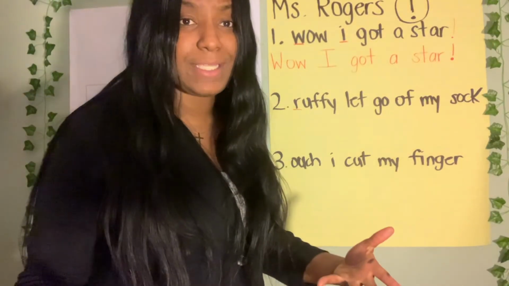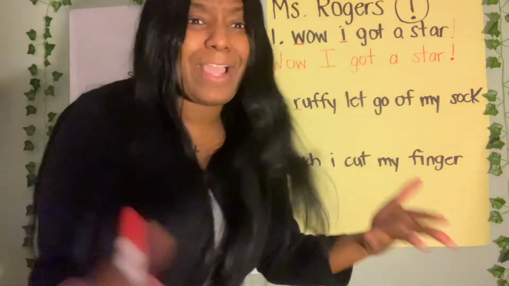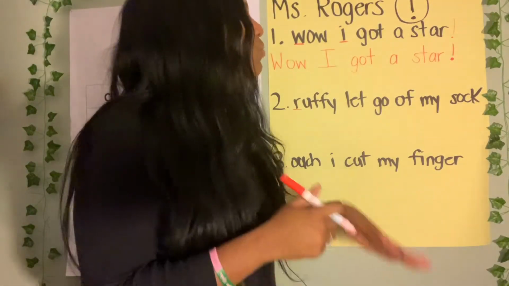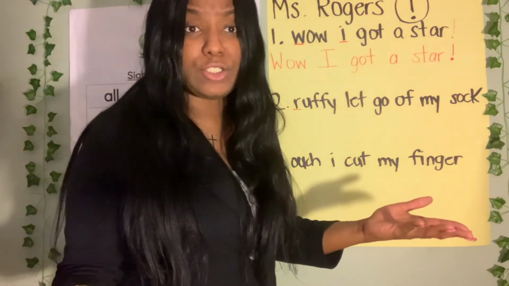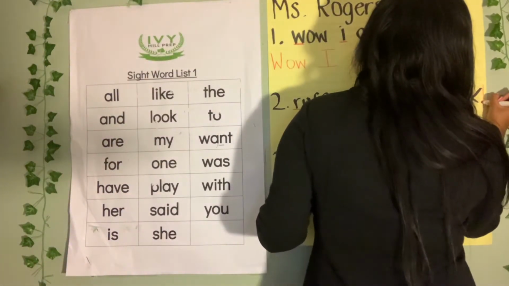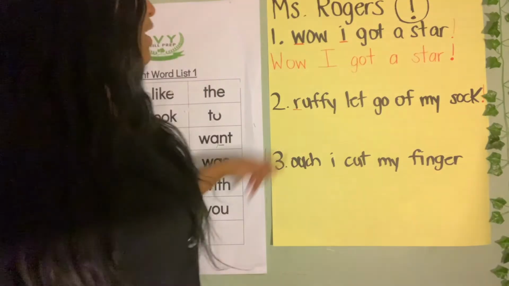We know we're talking about expressing sentences. Ruffy, let go of my sock. Sounds like I'm a little bit worried. I'm telling Ruffy, sounds like a dog, right? To let go of my sock, right? Let's add an exclamation point here. Cool. So let's correct that sentence.